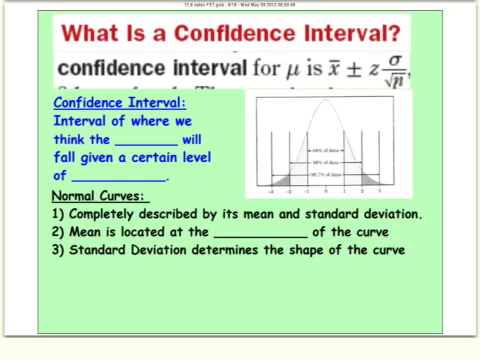So by definition, a confidence interval is an interval where we think the mean will fall given a certain level of confidence. And a confidence interval is structured with a standard normal curve. If you look at it here, you're going to see if we go one z-score on a standard normal curve, it's 68% of the data.